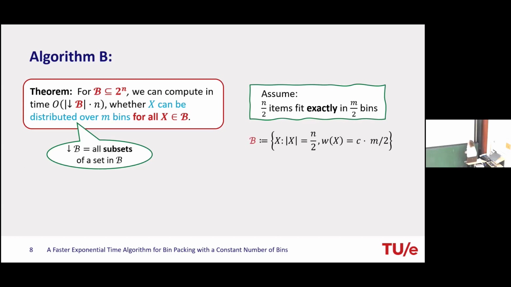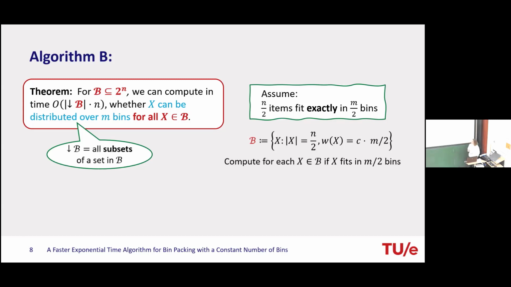So to find out, we have this set B, and it's going to be all the sets that are of size n over 2, so that's all the sets that could possibly be in one of the halves. And then we also have that the weight should be exactly such that it fits in one of these half number of the bins. So it's m over 2 times the capacity. So it's indeed exactly what would fit into m over 2 bins.